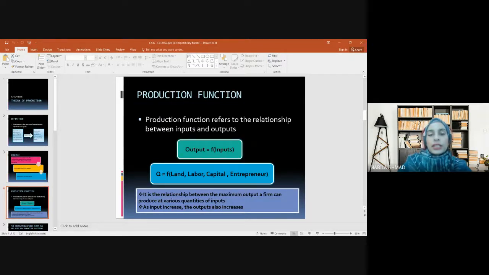So production function shows the relationship between inputs and output. Okay, so output equals a function of input. Yeah, so what is input? Yeah, we can also write like this: land, labor, capital, entrepreneur. So in order for us to increase the output, to increase the quantity of goods and services, we also need to increase the input. Increase land, labor, capital, and entrepreneur.